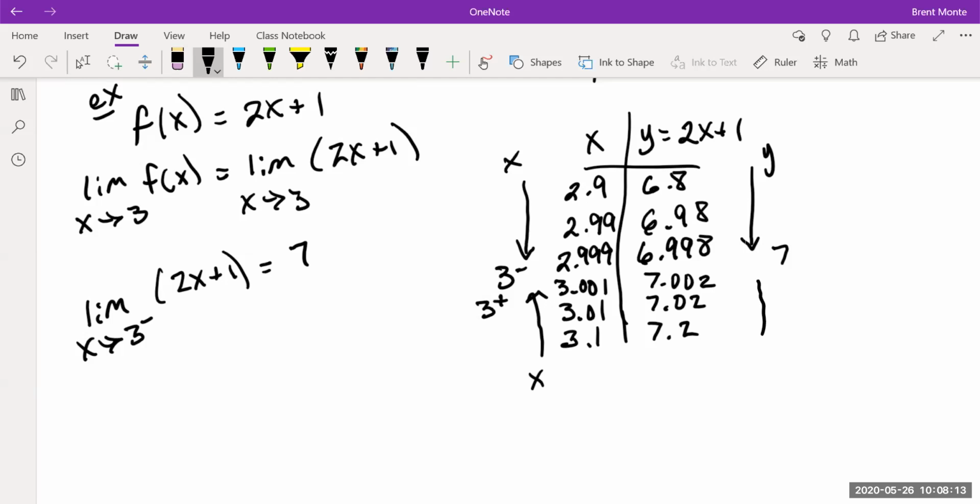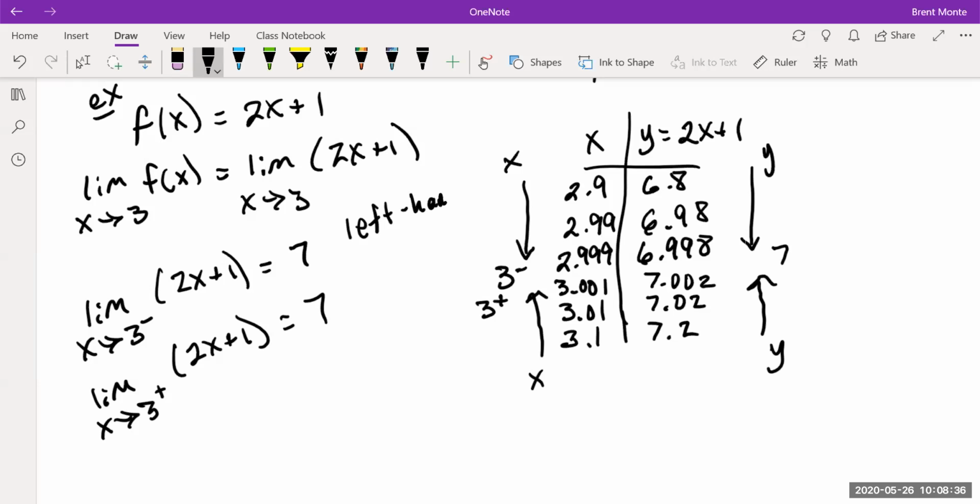Again, though, notice the y values are still approaching 7, same 7. So we would write that the limit as x approaches 3 from the right of 2x plus 1 is also equal to 7. The first one we did is called the left-hand limit. And then the other one's the right-hand limit.